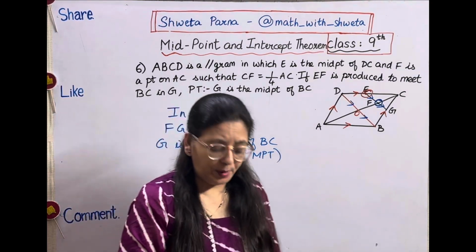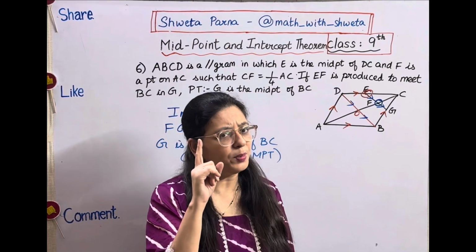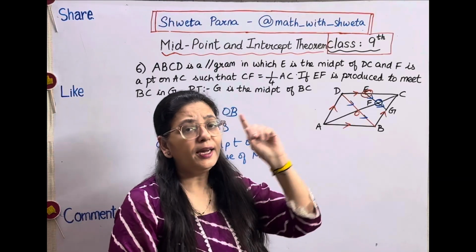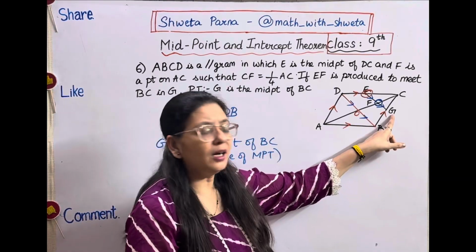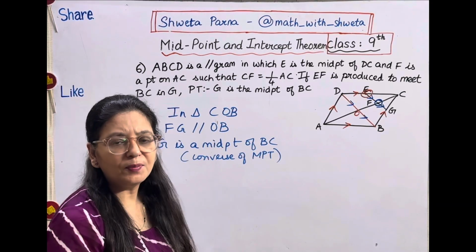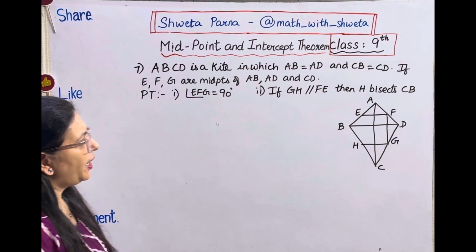According to converse of midpoint theorem, the two conditions are one side has to be a midpoint and it has to be parallel to the third side. If that is possible, then the other side will also have the midpoint. I hope it's clear. Come on, let's go to the next one. Let's go to question number 7, children.